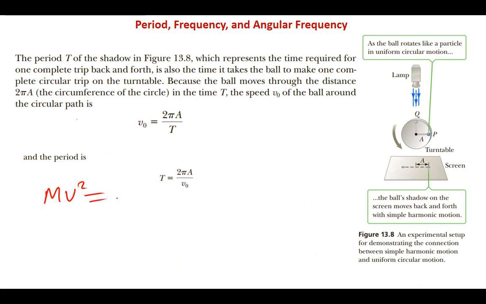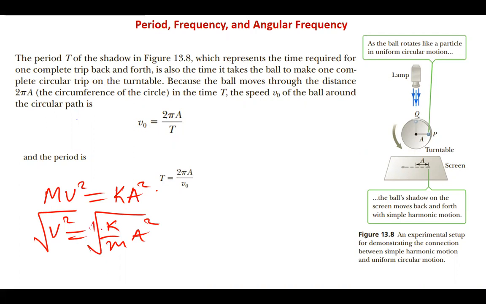mv squared is equal to Ka squared. So we can make v the subject. So v squared is equal to K over m a squared. When we square root both sides, of course, this will have plus or minus. So the value of v will be the square root of K over m. Then the square root of a squared will just give you a. So this can be written as a root K over m.